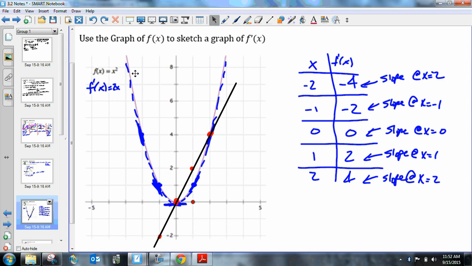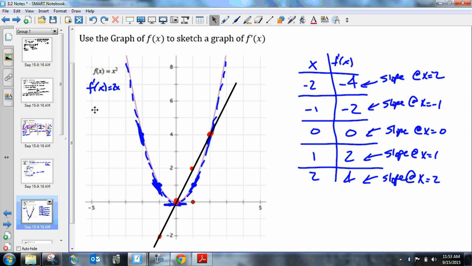So what I notice here is that the slopes here are negative. They're getting less and less negative. Then I plot negative values on my derivative. When I have a minimum, my slope of the tangent line is 0. So I plot 0, and then the slopes get more and more steep, more and more positive. So as x gets bigger, my slope gets steeper, and the y values of my derivative get larger. So these two graphs, even though they're different, are directly related to each other.